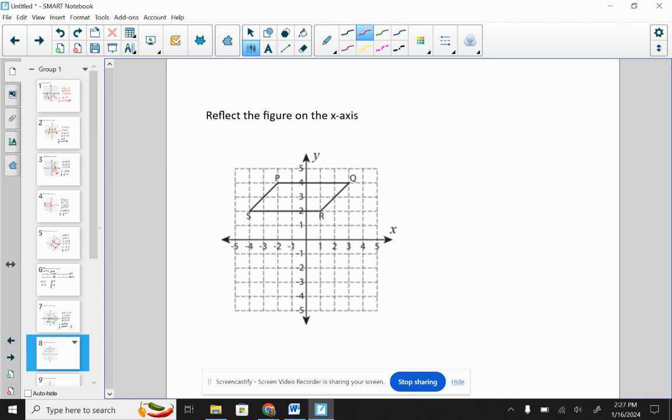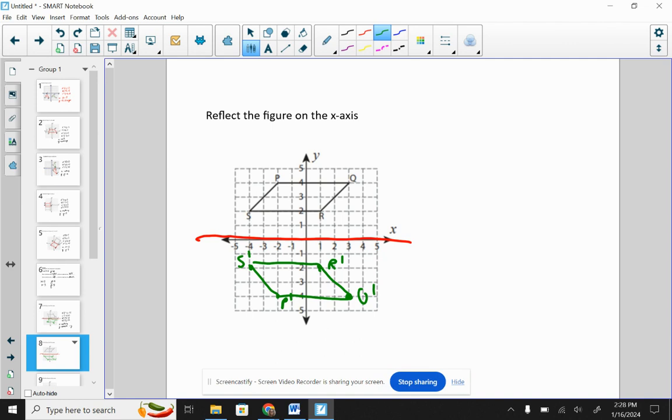Again, we're going to reflect it on the x-axis. Picture the mirror here. So the O was 4 units up. It's now going to be 4 units down. There's my O prime. The R was 2 up. It's now 2 down. The S was 2 up. It's now 2 down. And the P was 4 up. It's now 4 down. And my new shape is here. Again, it's like a mirror, or we flipped it.